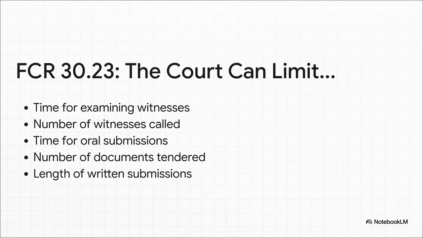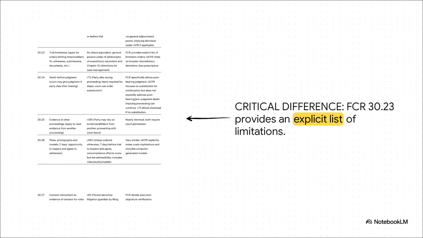This is active, muscular case management right there in black and white. And that's the critical difference. The UCPR's whole philosophy of justice and expediency, under Rule 5, that's a broad general power. It's discretionary. But Federal Court Rule 30.23, that's a specific, prescriptive list of tools. So what does that mean for you? It means you can never, ever walk into a federal trial assuming you have unlimited time or resources. You have to be ready for a judge to run a very, very tight ship.